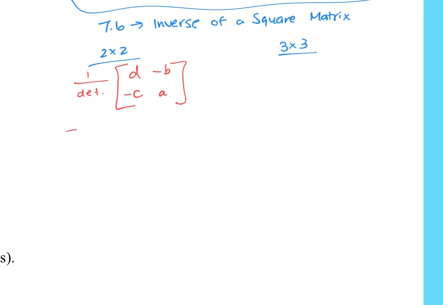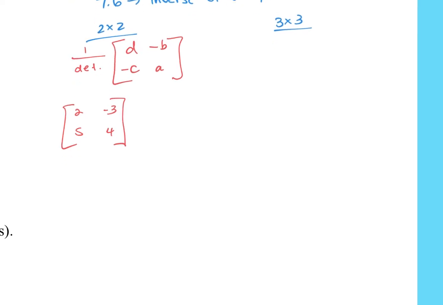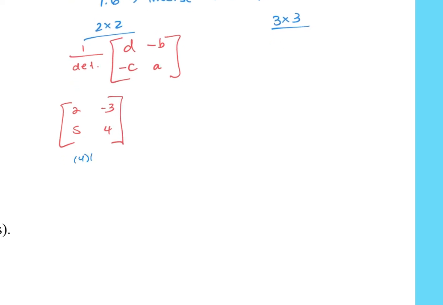So if my original matrix was 2, -3, 5, and 4, for example, the first thing I do is the determinant. So it'd be 4 times 2 minus 5 times -3. I'd get 8 minus a -15. That becomes plus, and this is 23.